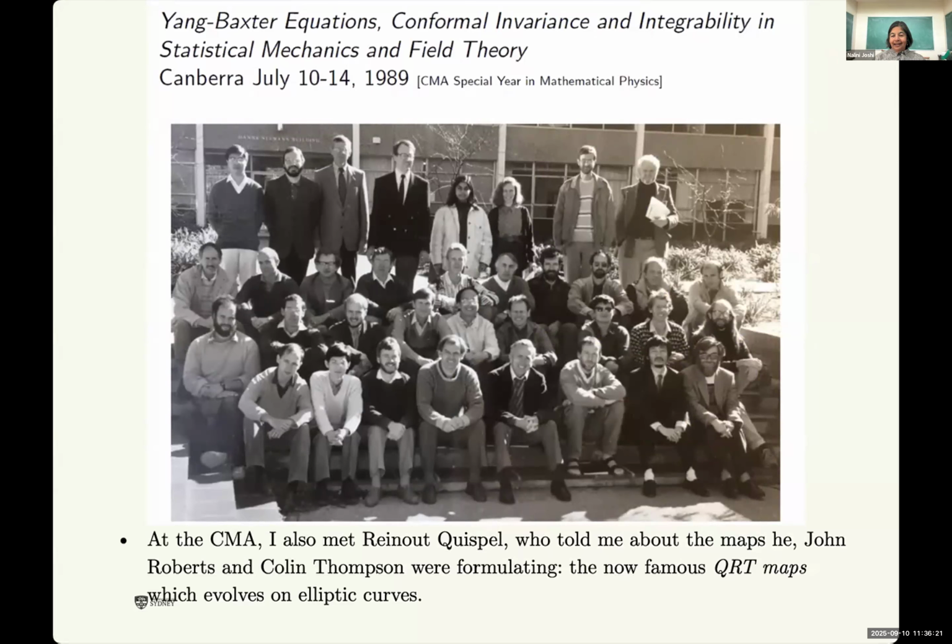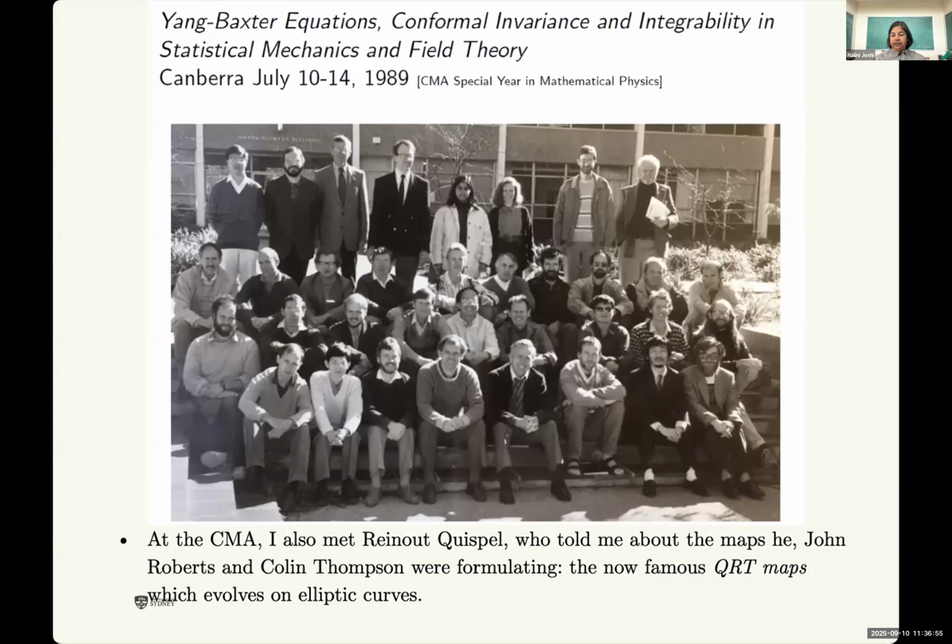And I'm standing in the back row, in case you don't recognize me, next to Jacques Perk, between Jacques Perk and Catherine Seaton. And in the row in front of us, there's Barry McCoy, third from the left, Tony Bracken at the extreme left, whom I met again many years later. And of course, Peter Forrester between them. And in the front row, next to Rodney, is Reinhard Quispel, who's speaking after me, as well as luminaries like Jimbo and Miwa, Paul Pierce next to Jimbo, and so on.